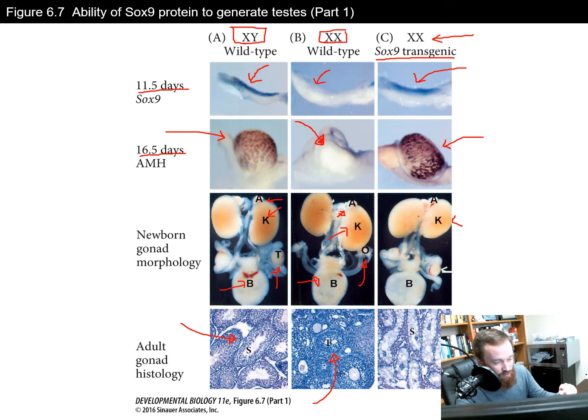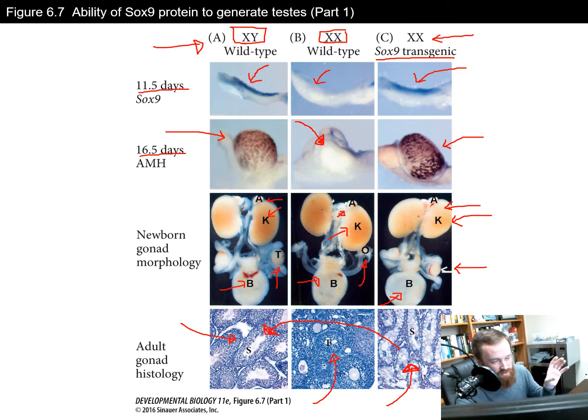And if we were to look at the morphology of the gonad, we have kidney and we have the adrenal gland like expected. We have the bladder, which is expected in both males and females. However, we don't have an ovary, and instead we are developing, similar to A on the left-hand side here, a testes. And if we look at the histology, we see that the cells in this developing gonad, this developing testes, is much more reminiscent of the testes in a control or wild-type male mouse.